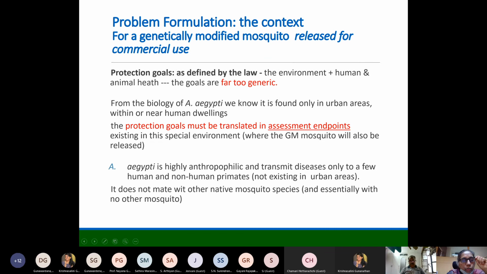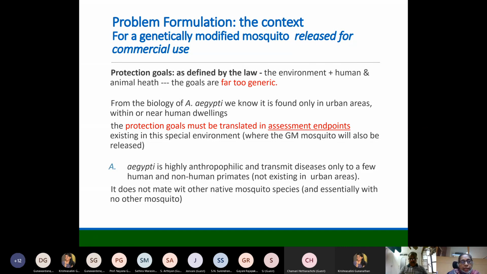Now here comes the context. In the problem formulation, what the regulator will generally ask is: what are our protection goals? The law, like your own biosafety act, will generally say protection of the environment and human health. That is what we have to ensure, but it is too generic. So once you know that you are going to work with Aedes aegypti, you have to narrow this down to your protection goals. Aedes aegypti is found only in urban areas, within or near human dwellings. So the protection goals must be translated into the assessment endpoints existing in this special environment.